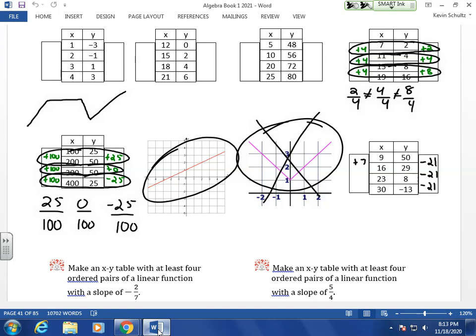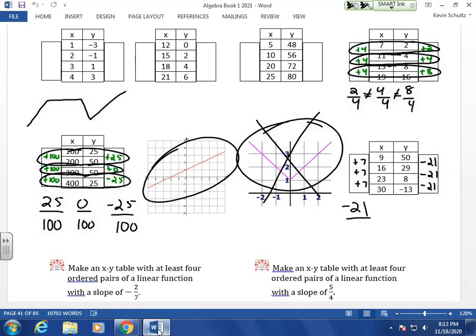9 plus 7 is 16. 16 plus 7 is 23. And 23 plus 7 is 30. All right. So I can just read across. I don't have to circle anything here.